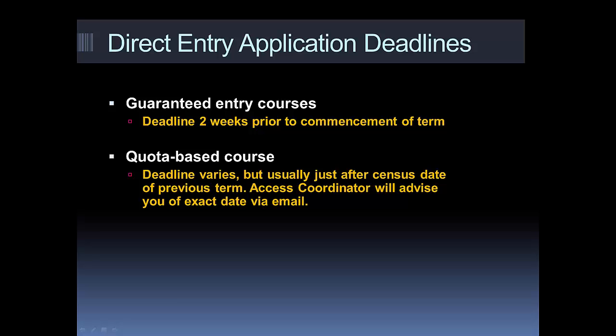Okay, so direct entry application deadlines. Guaranteed entry courses have a deadline that's 2 weeks prior to the commencement of term. So that's the absolute deadline for submitting your direct entry application. Quota-based courses, however, the deadline varies. Usually it's just after the census date of the previous term.